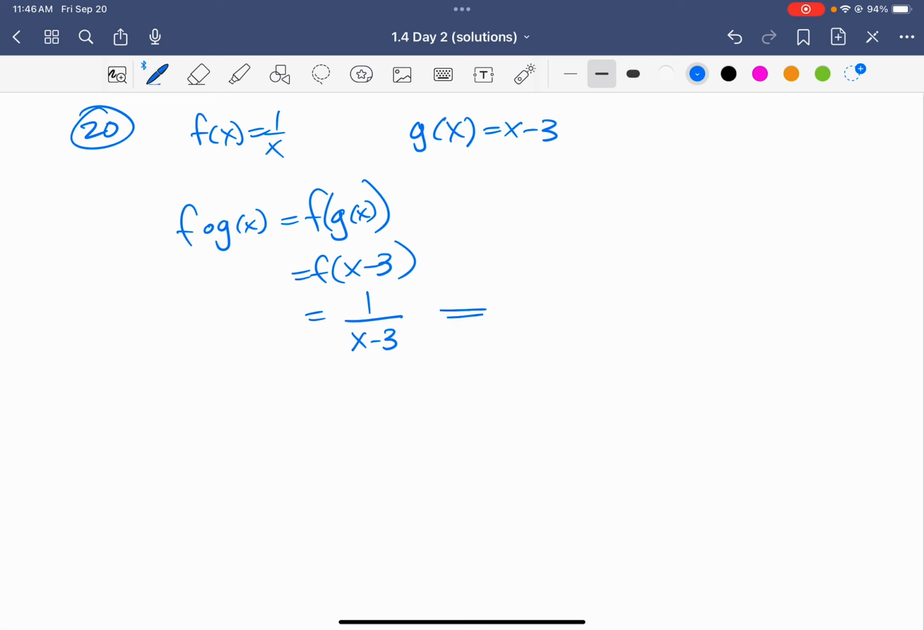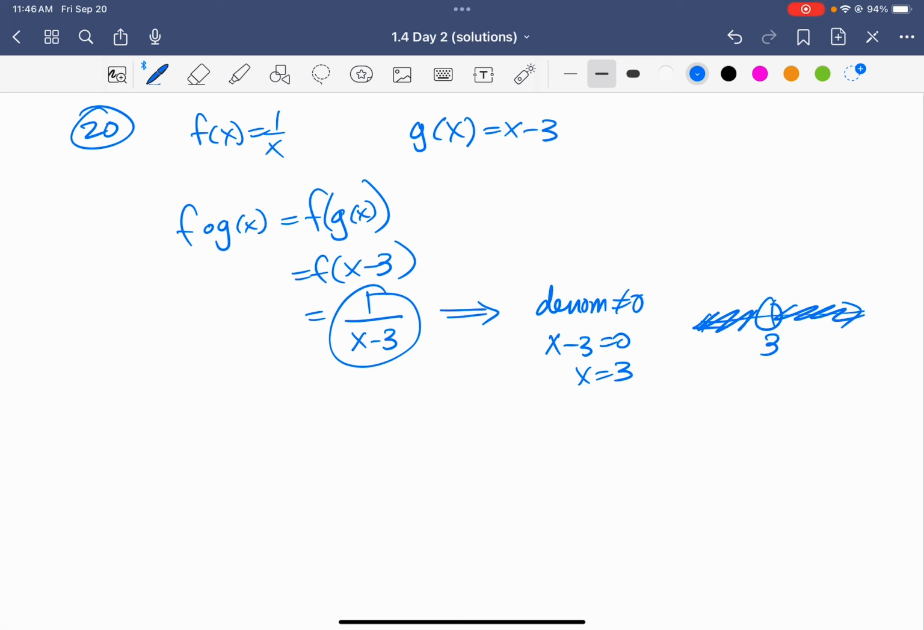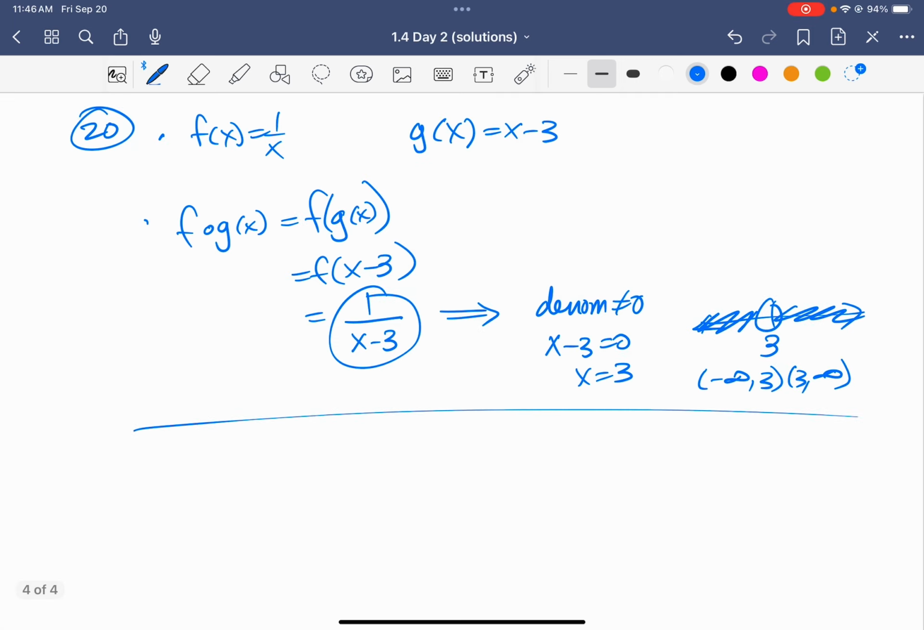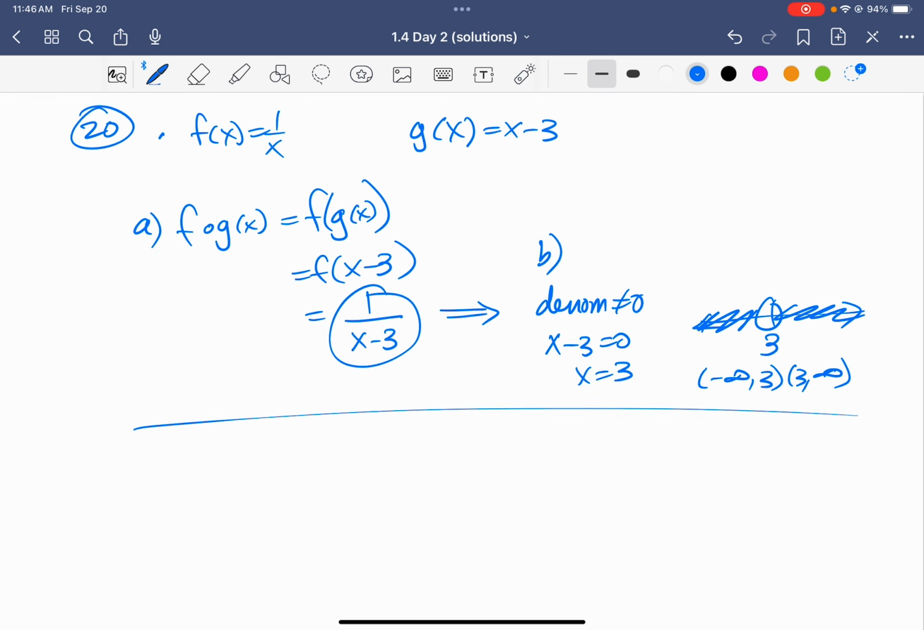If I find the domain of this, well, here's my new function. Its domain is going to be that the denominator cannot equal 0. So I set the denominator equal to 0 and find out x is not allowed to be 3. So you can't be 3, but you can be anything else. That means it's going to be negative infinity to 3, and then 3 to infinity. So that's part A and part B.